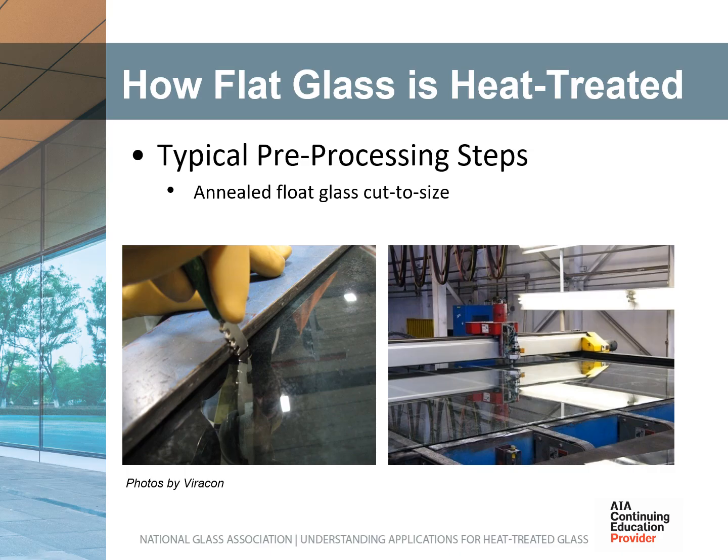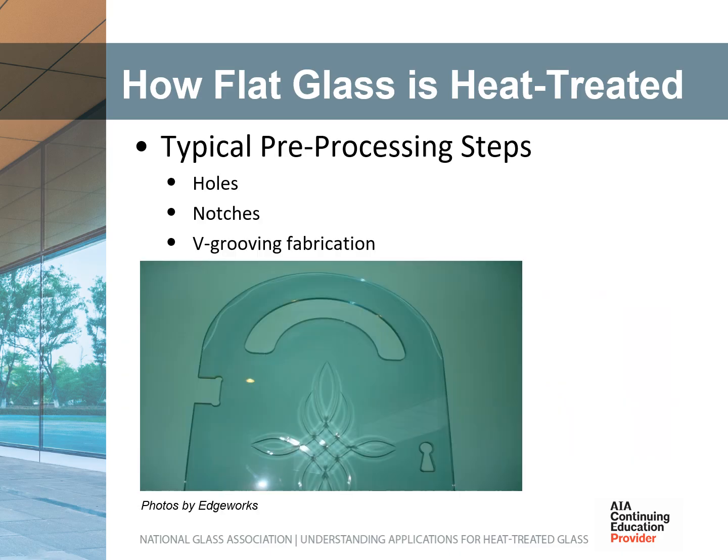Glass is typically cut on line by a cutting line as shown on the right, or cut manually with a hand cutter as shown on the left. Typical pre-processing steps, holes, notches, and V-grooving are performed after the glass has been cut to size. Holes and notches can be accomplished with manual or automated equipment. V-grooving is accomplished on automated equipment only. As you can see by the illustration, almost any combination of this type of fabrication can be accomplished.